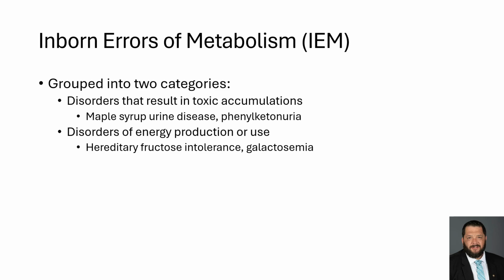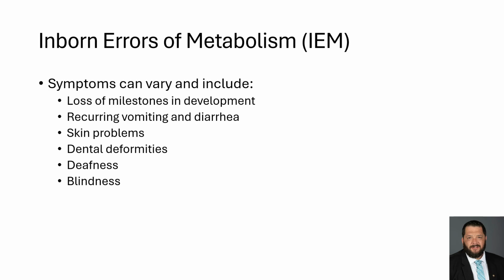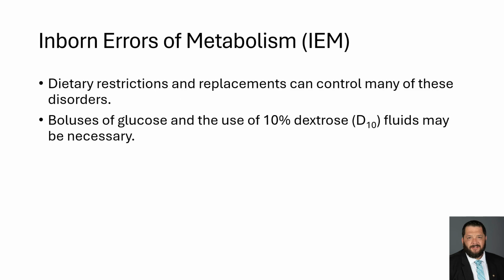One of the common disorders that result in toxic accumulation is maple syrup urine disease, which is a genetic disorder that causes a buildup of amino acids within the urine. Disorders of energy production include hereditary fructose intolerance, which is a lack of a specific enzyme, aldolase B, the enzyme responsible for breaking down fructose, so they can't digest fructose into a usable form. Symptoms can vary, including loss of milestones in development, recurrent vomiting, diarrhea, skin problems, dental deformities, deafness, and blindness. Dietary restrictions and replacements can control many of these disorders. Boluses of glucose and the use of D10 fluids may be necessary for these patients, and again, it's going to be based on history and presentation of the patient.